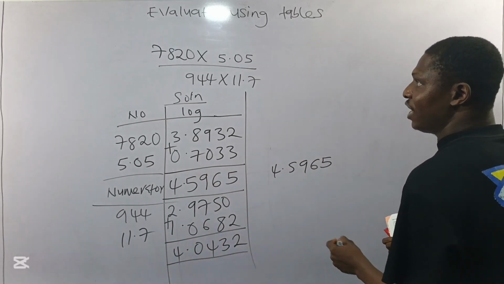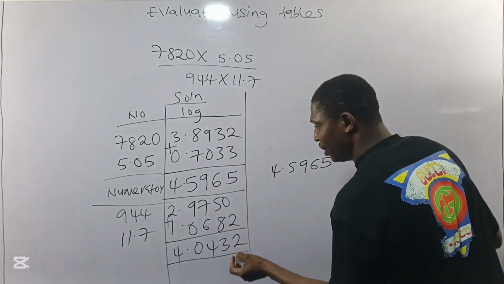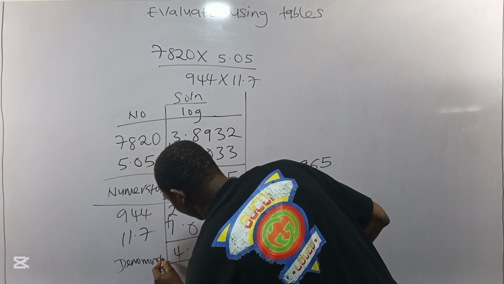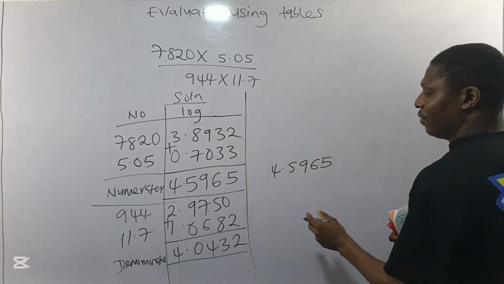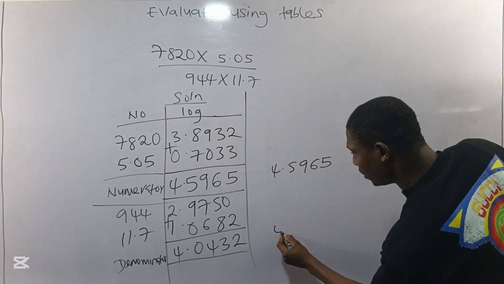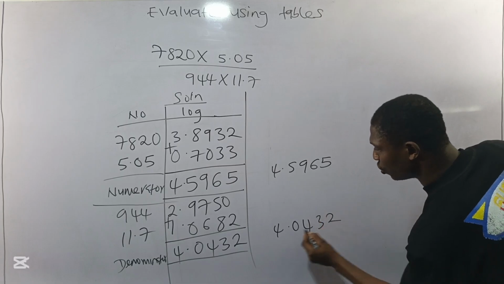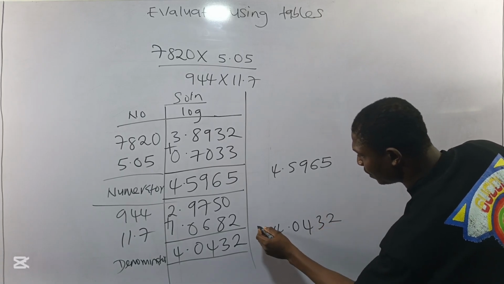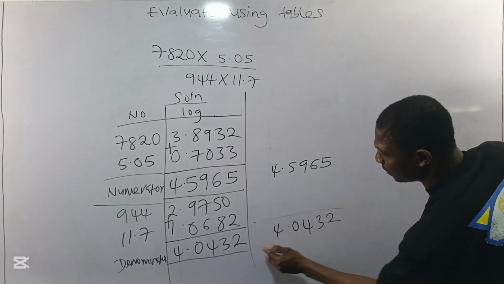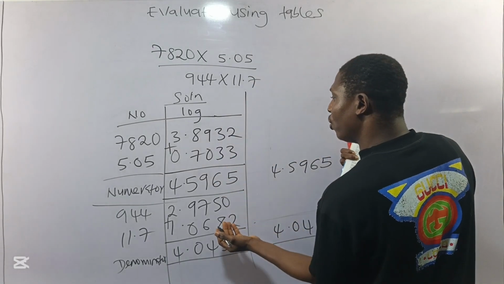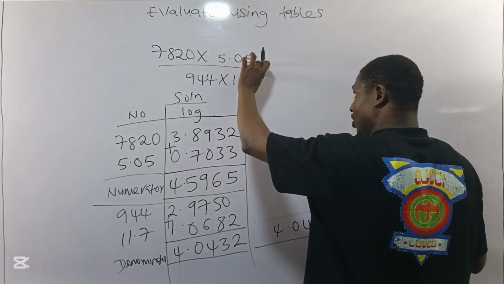So this becomes my value for the what? Denominator. So I'll extend it to this place, 4.0432. And when I subtract, I'm subtracting because the combination of numerator and denominator here have to do with what? Division sign.